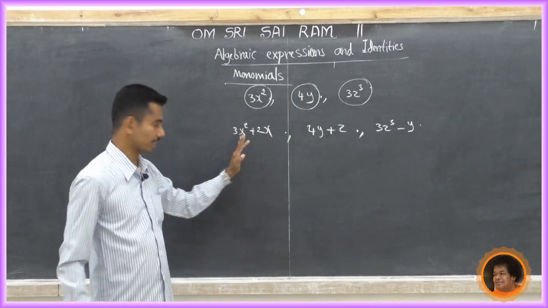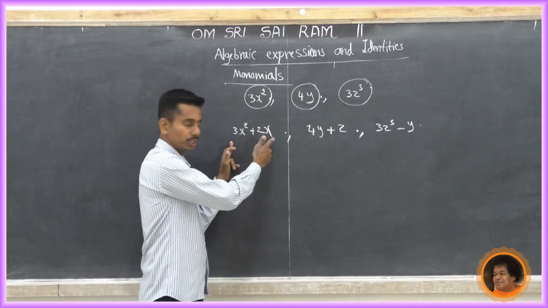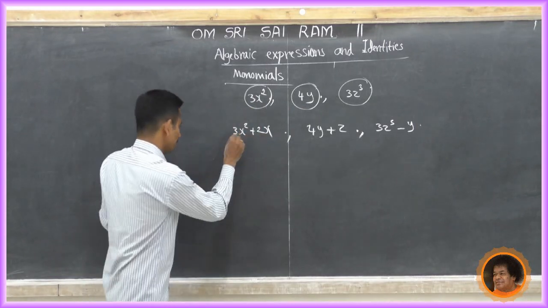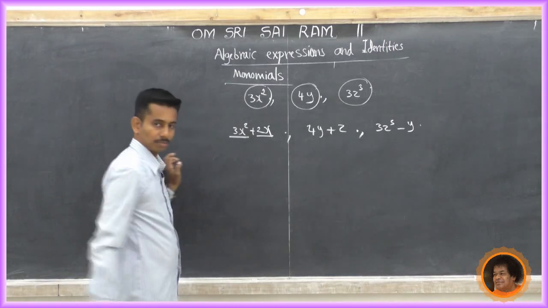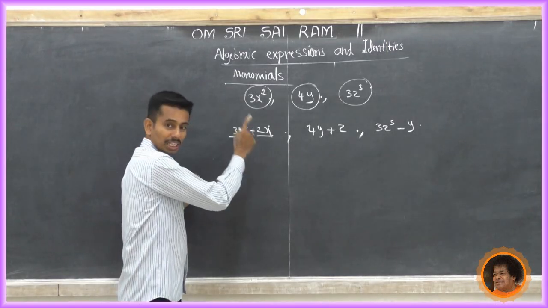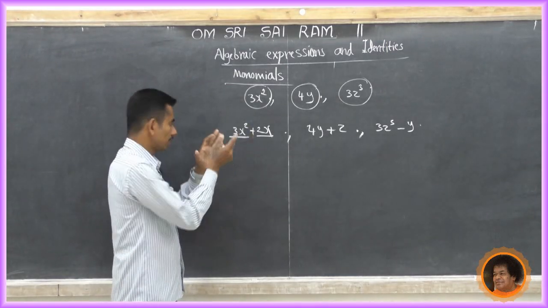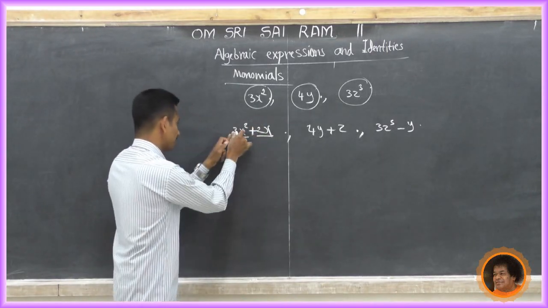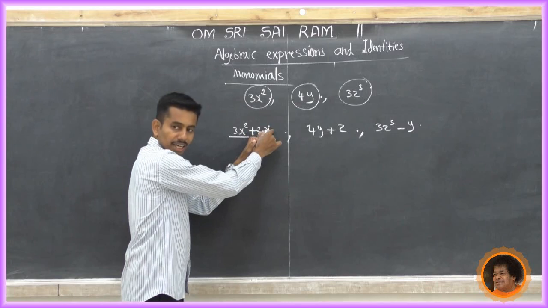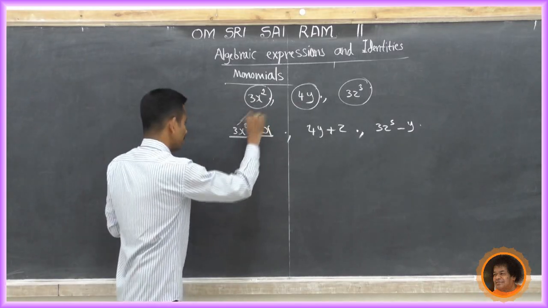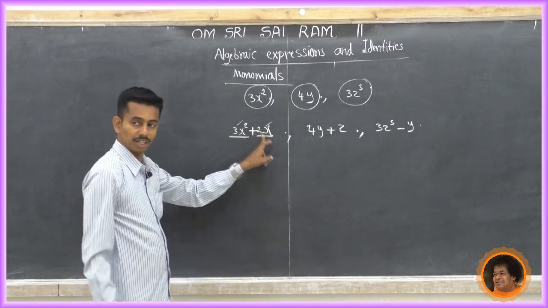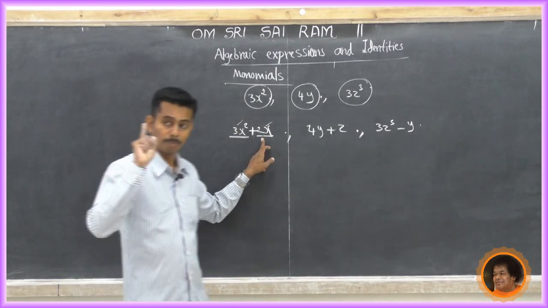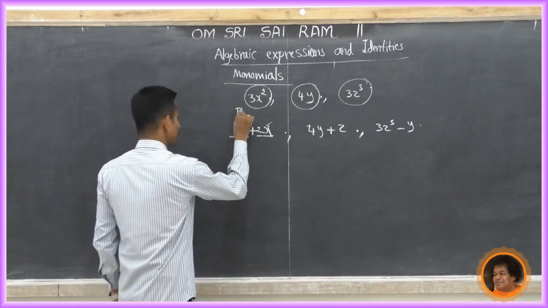Now look at the examples. 3x squared plus 2x. How many terms? This is the first term, this is the second term. The plus or minus symbol divides the terms. So here it is a plus. So 3x squared is a term, 2x is another term. How many terms are there? Two terms. So it is called binomial.